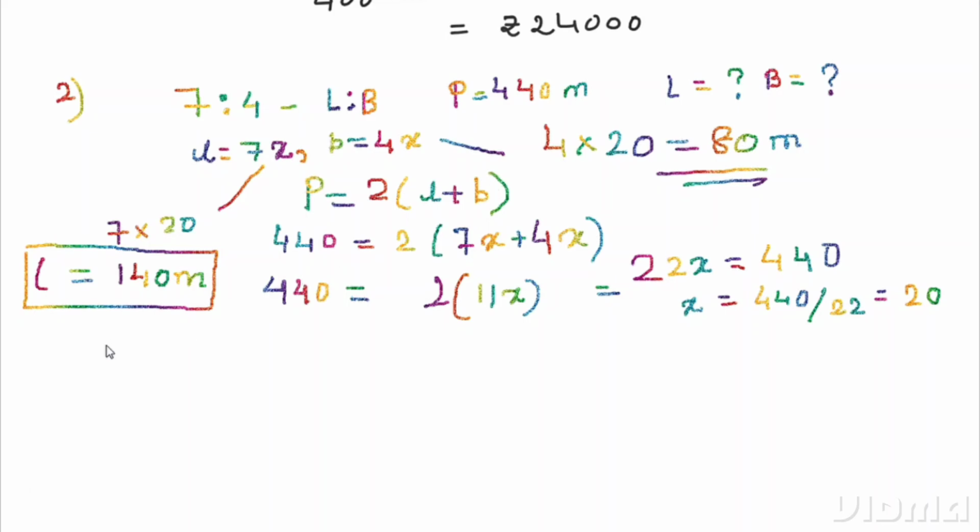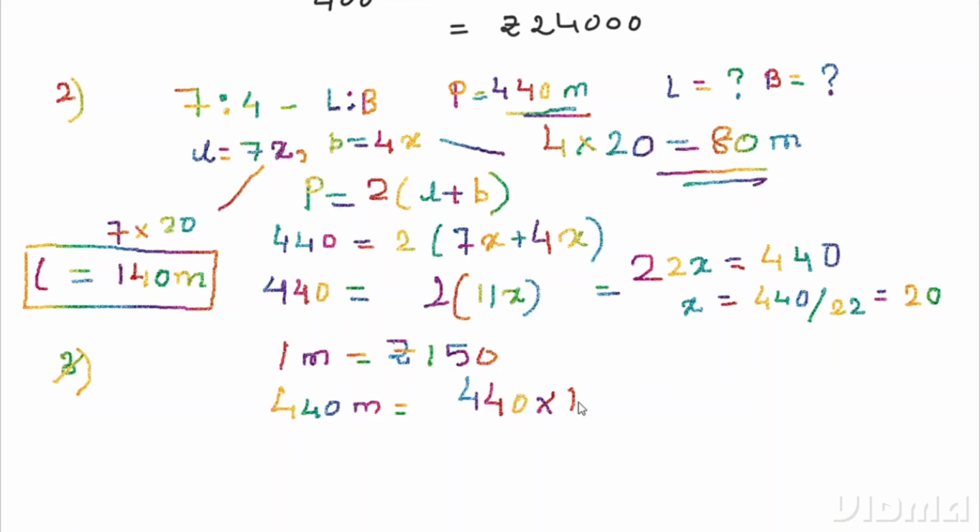Now let's move on to the next question. In this also they have asked you to find the cost of fencing. Again they have mentioned that for 1 meter the cost is rupees 150, and now I want to fence this complete 440 meter. So for 440 meter, the cost is going to be 440 multiplied by 150. Whatever value you get, that is the answer. So this was the second question. Now let's move on to the third question.